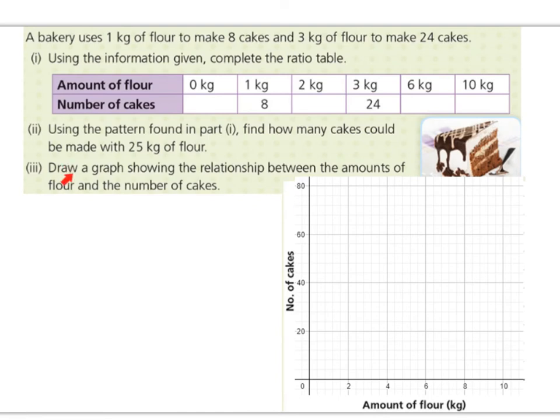Part 3. Draw a graph showing the relationship between the amounts of flour and the number of cakes. So our x-axis goes from 0 to 10 because we've only gone up as far as 10 kilograms. So these numbers here are going to represent our x-axis. And then our y-axis is the number of cakes, and that goes up as far as 80. So the second row, the number of cakes, that will be for our y-axis.